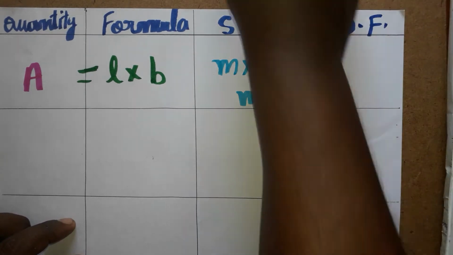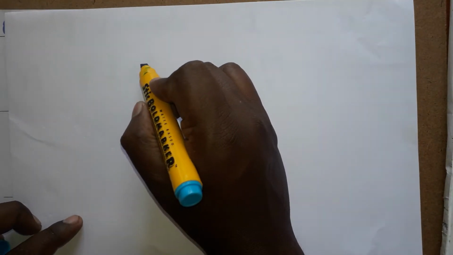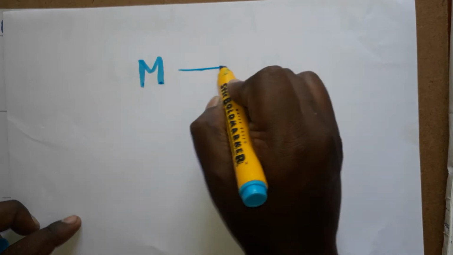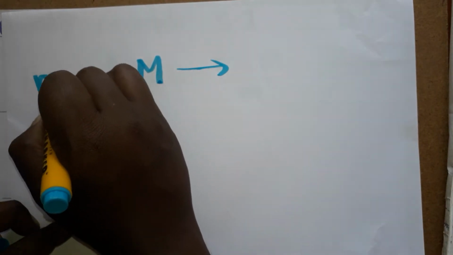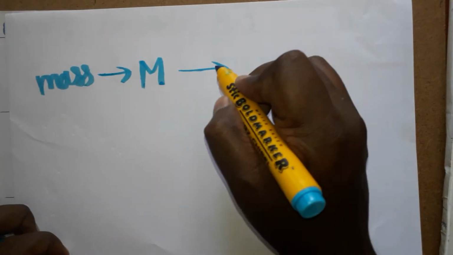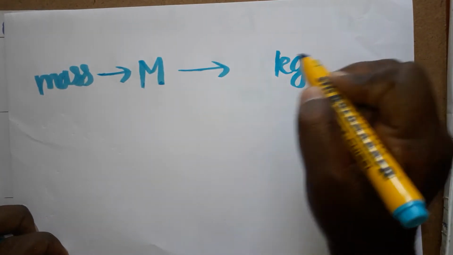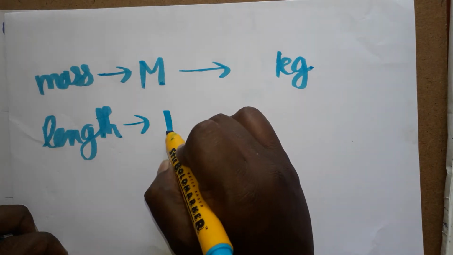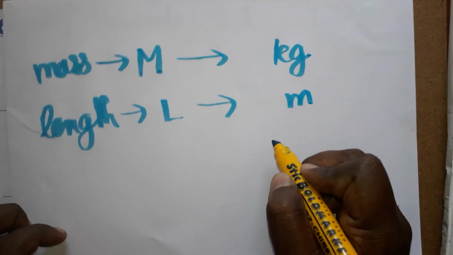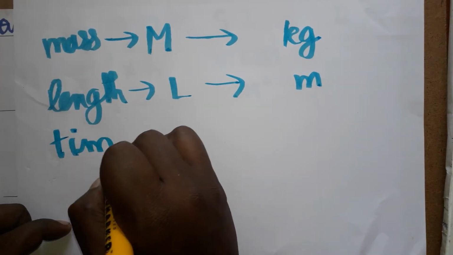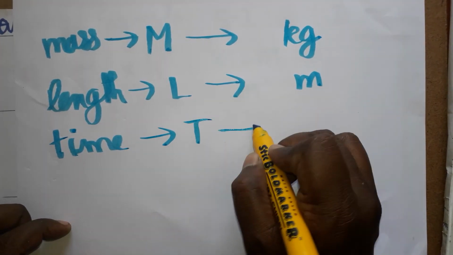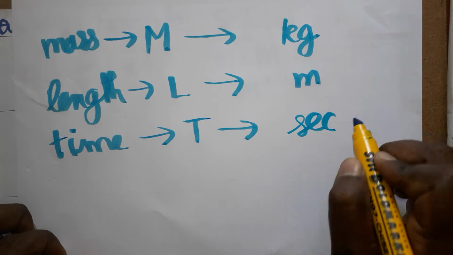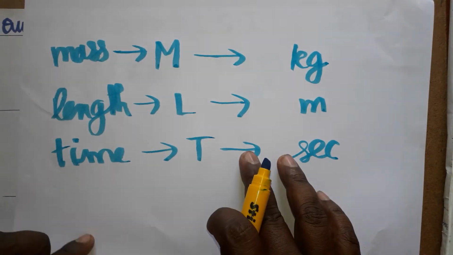Dimensional formula. You should know, for mass, the dimensional formula is M, and the unit of mass will be kg. For length, the dimensional formula is L, and the unit will be meter. For time, the dimensional formula we take as capital T, and the unit will be second. So these are the units we are going to consider.